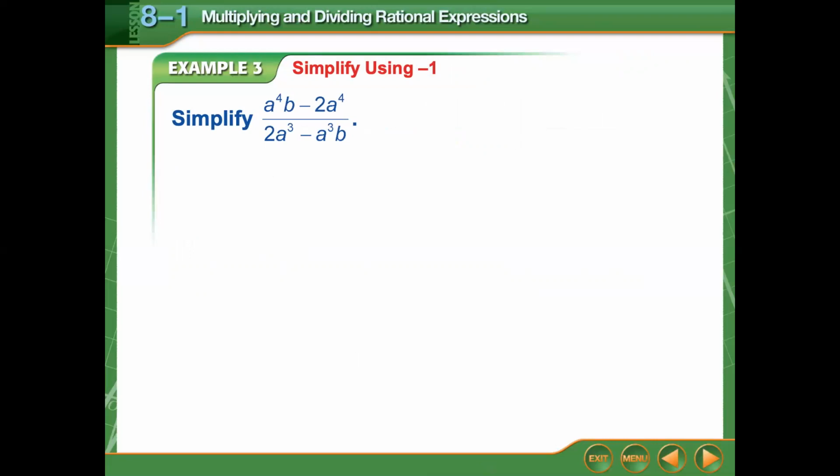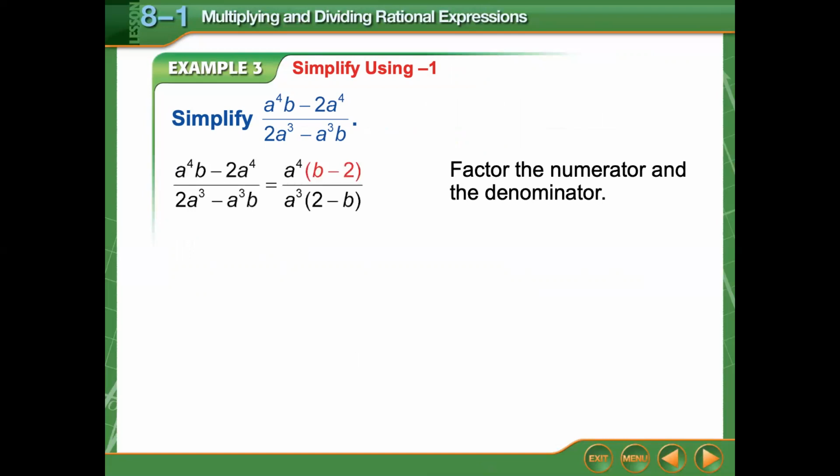Right, example 3, we have a to the 4th b minus 2a to the 4th, all over 2a cubed minus a cubed b. What we're going to first do is factor the numerator and the denominator. We're going to factor out the GCF, which in the numerator is a to the 4th, and in the denominator a to the 3rd.